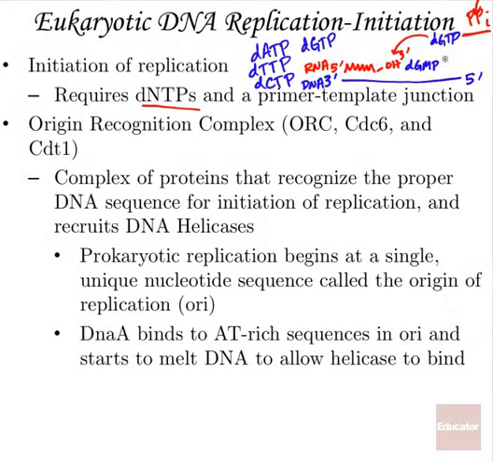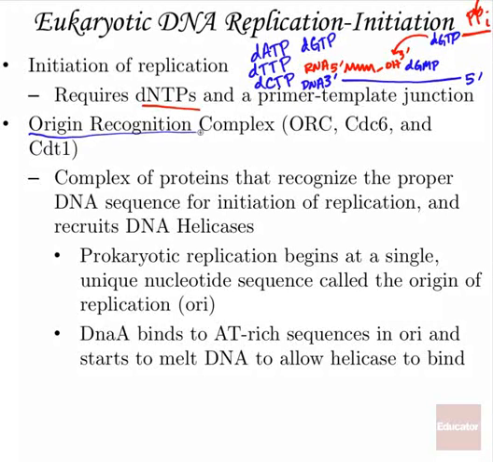All right, so that's how we need to start with, right? We need that primer template junction. Now, let's even rewind further than that because we need to start somewhere. All right. Well, to get this primer template junction, we need to be able to find where we need to start replicating. So that is where we do origin recognition.